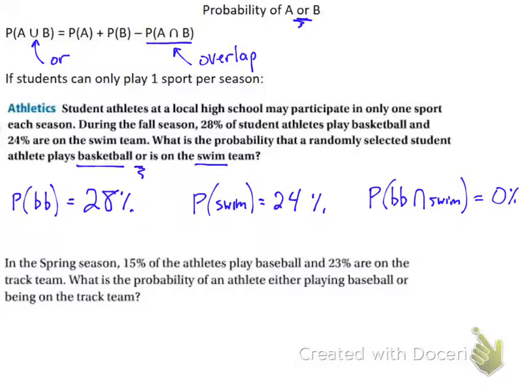You can't do both. And so when I want to find the probability that someone plays basketball or swims, I would add together the probabilities, so 28% plus 24%, and then subtract the 0% because there's no overlap. And so when I do that, I end up with 52%.